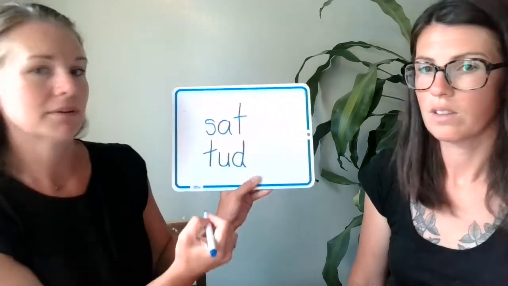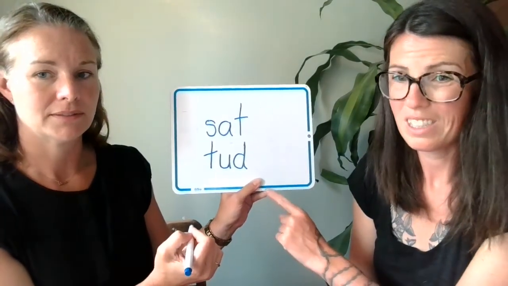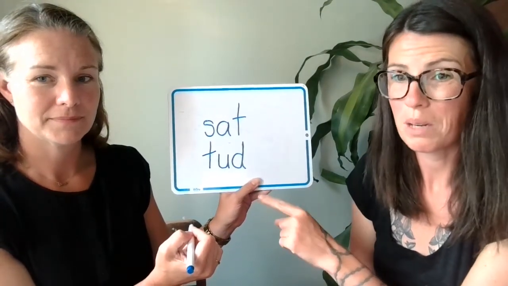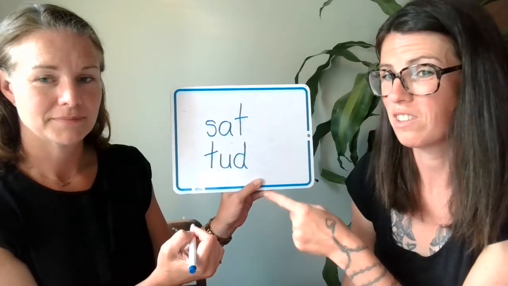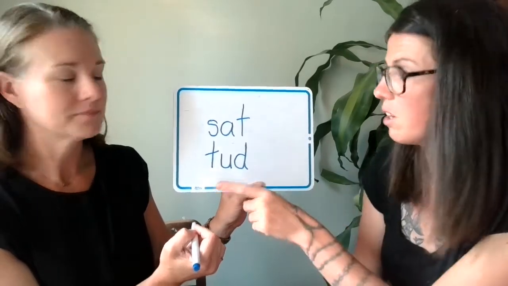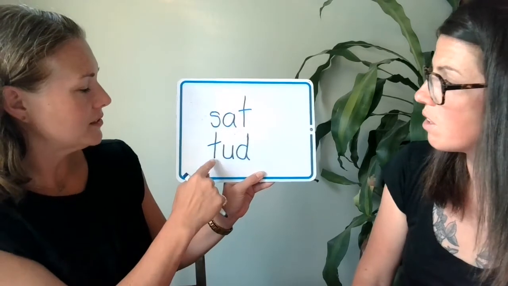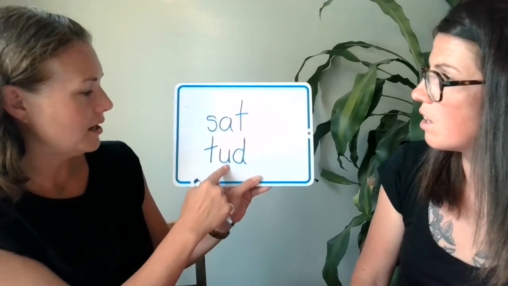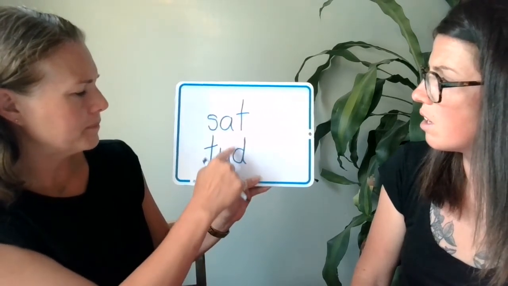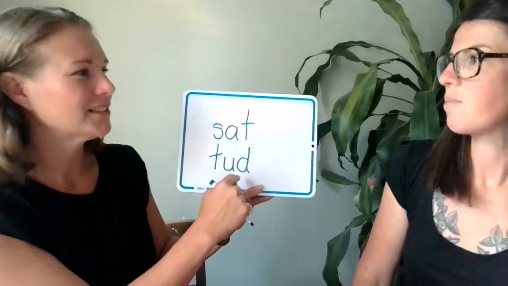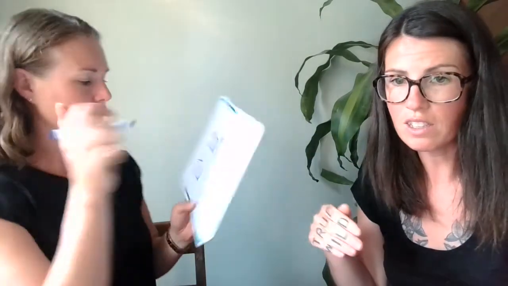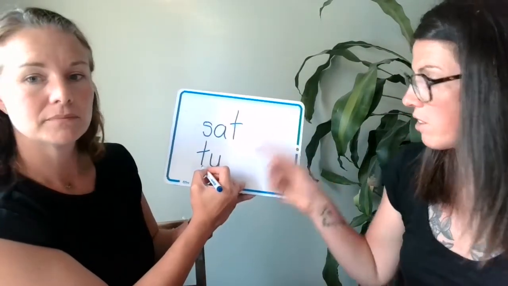So Kim has written a D here. So I'm going to ask her to read it back to herself, and I'm going to see if she self-corrects or if I need to support her. Can you read the word back to yourself? T, U, D. Okay, great. Let's fix that, Kim. So if she self-corrects, I ask her to fix it and to write it to fix her error.